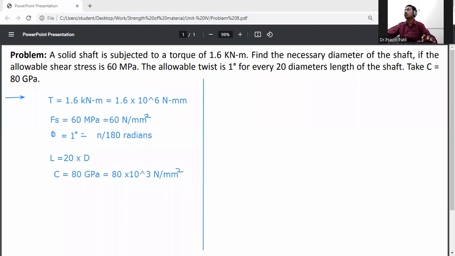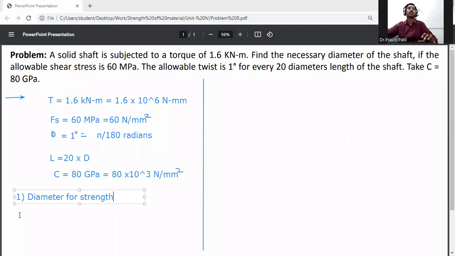Okay, so first of all, the modulus of rigidity, 80 GPa, is converted into Newton per mm square. So first calculate the diameter. Question mark, it is to calculate the diameter. We will calculate first the diameter for the strain.